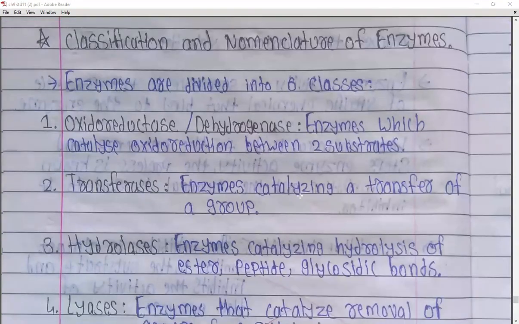Now we are going to see the classification and the nomenclature of enzymes. We are going to see the six different classes of enzymes.